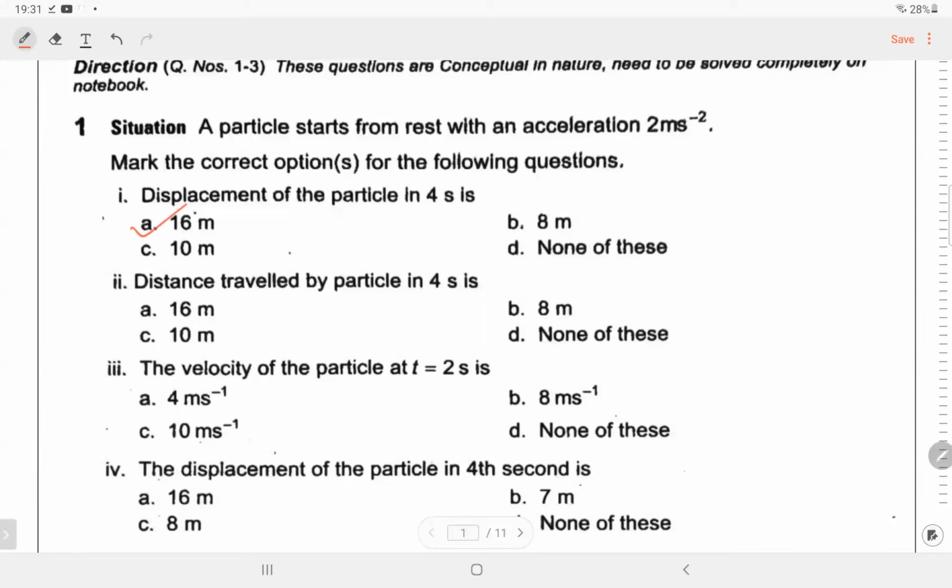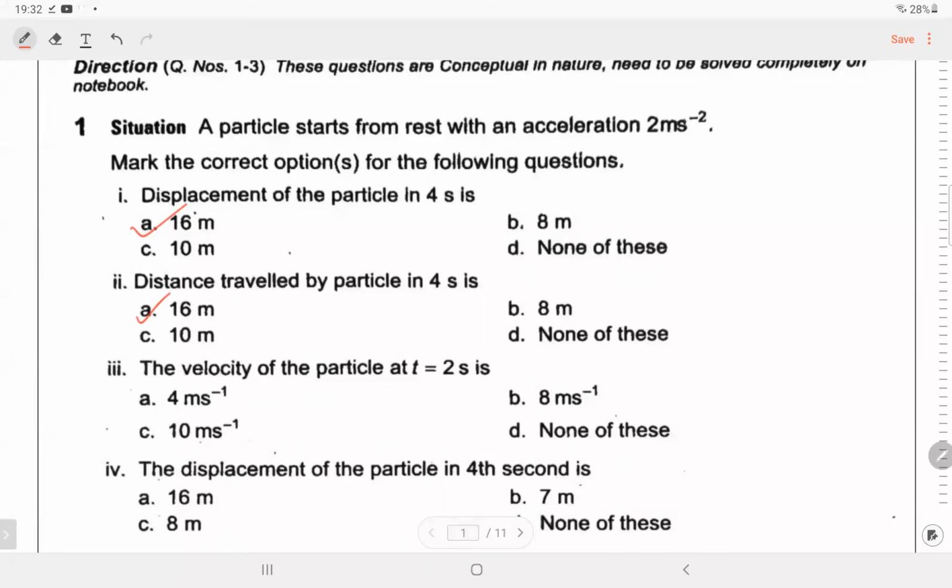Distance traveled by the particle. So will there be any difference between the distance and displacement in this case? No, sir, same only. Same. Why? Because this body is not changing its direction. If there is no change in direction, it will continue in the same direction. Distance and displacement will be the same.